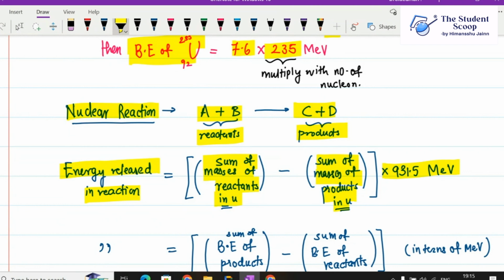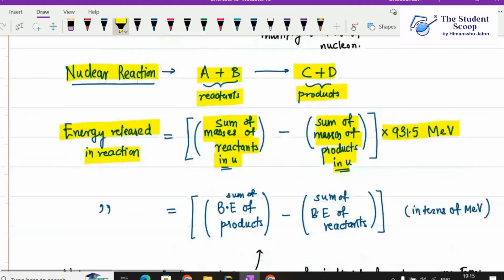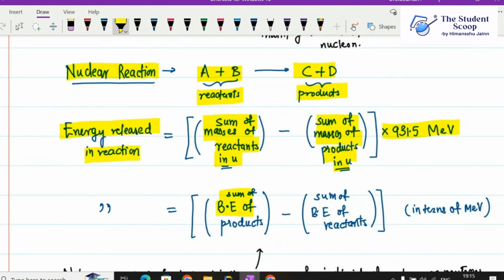Okay, if instead of giving you the masses of reactants and products, they give you the binding energy of reactants and products, we have to subtract the binding energy of products minus reactants. It is the reverse. Earlier we subtracted the masses of products from reactants, but the binding energy will be higher for the products compared to the reactants. Okay, this is how we get the energy released. Clear? So remember that whenever the binding energy is higher for the products compared to the reactants, energy will be released. Okay.